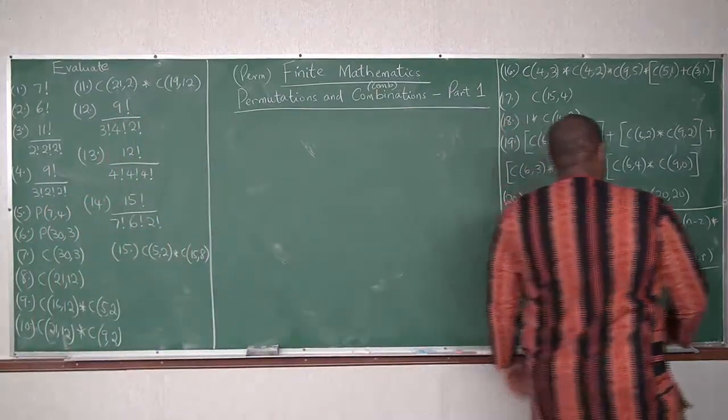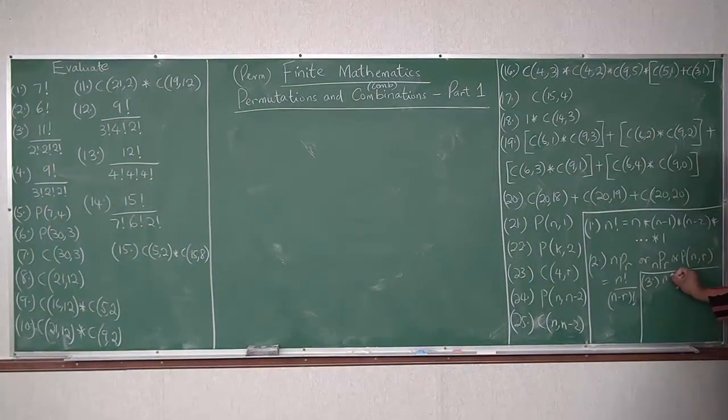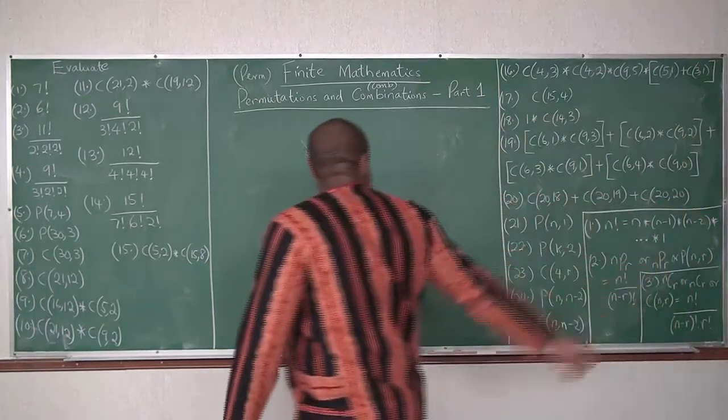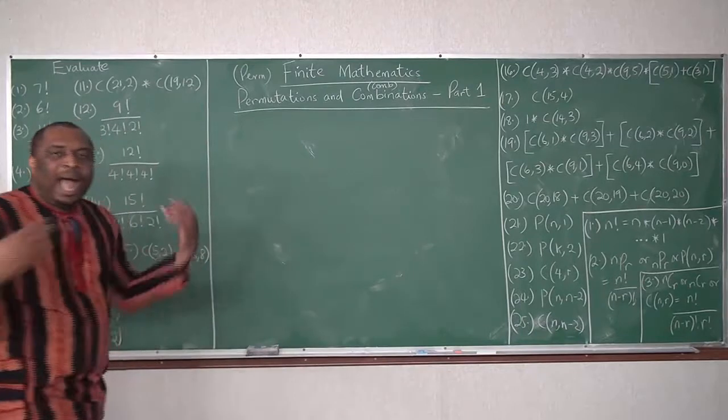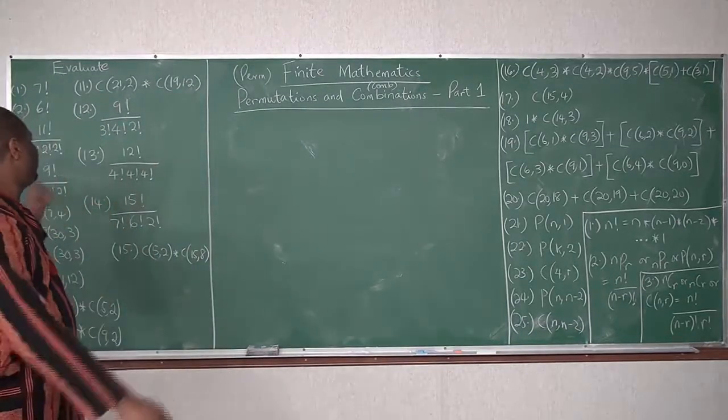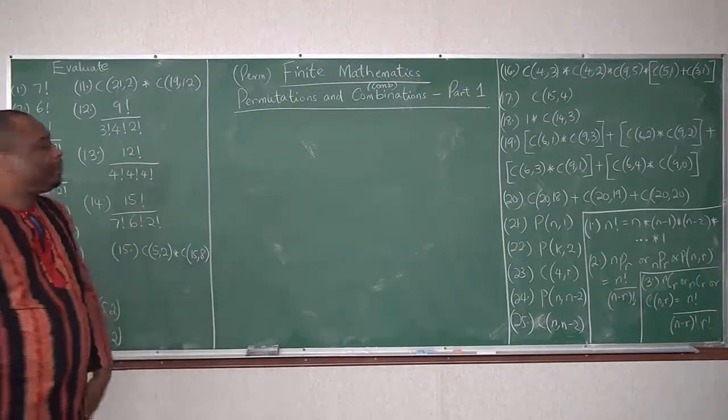Now, nCr, you can see it as nCr, or you see it as C(n, r). Okay? This will be n factorial over (n minus r) factorial times r factorial. So you can take this down. 3 formulas so far. I will give you more as we solve more questions.